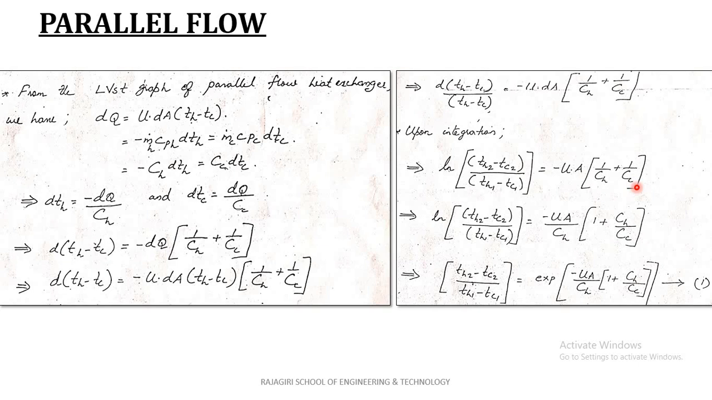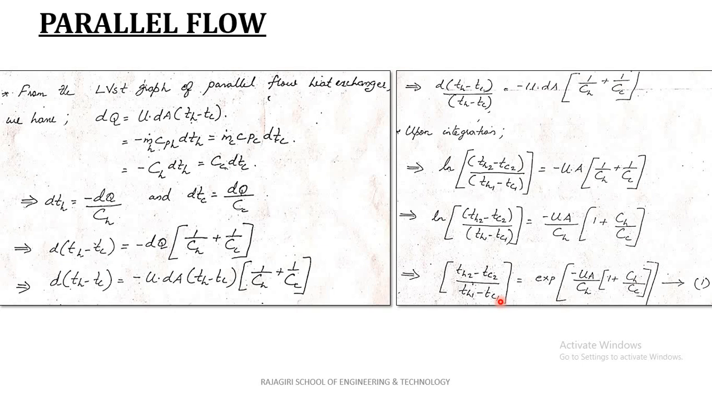Now you can take CH or CC, either one. Let's take CH here. Minus UA by CH into (1 plus CH by CC). On the left hand side you have ln of (TH2 minus TC2) divided by (TH1 minus TC1). Let's remove this logarithmic term, so we'll get an exponential term on the right hand side. Call this equation number 1: (TH2 minus TC2) divided by (TH1 minus TC1).